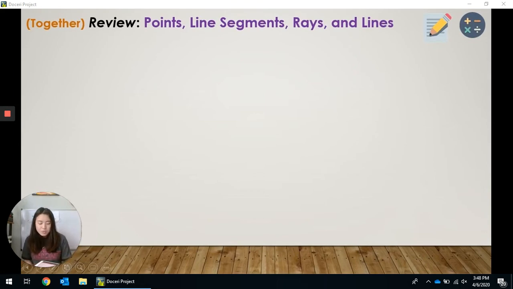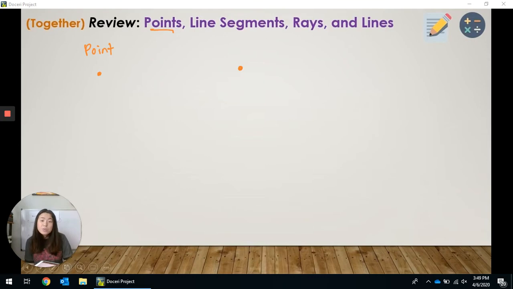So let's review a point. A point is basically a dot drawn anywhere. So I'm just going to draw my dot right here, if it will let me. Perfect. So here's my dot, and that is a point right there. If we have more than one point, let me just draw another point over here.